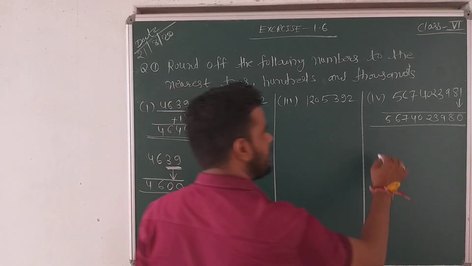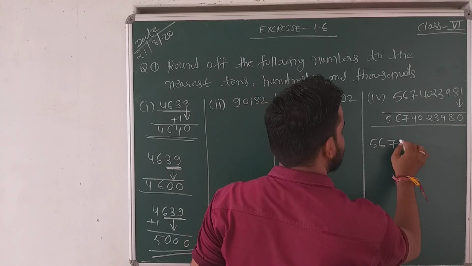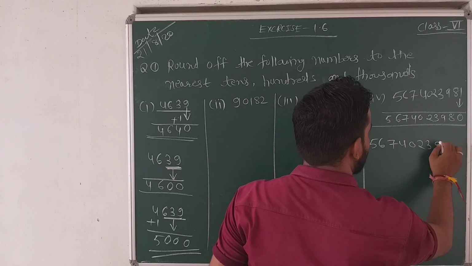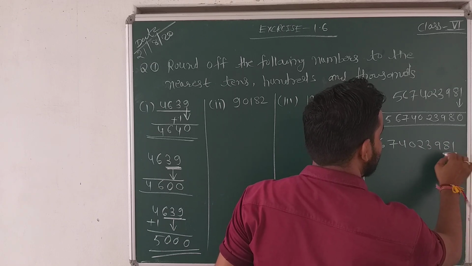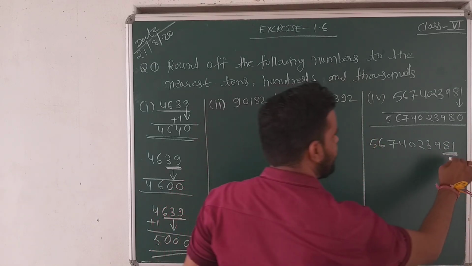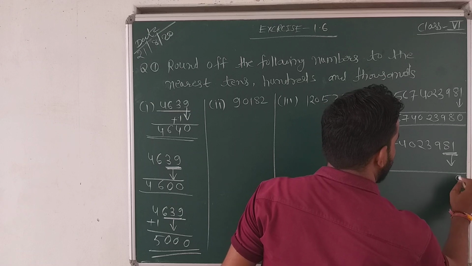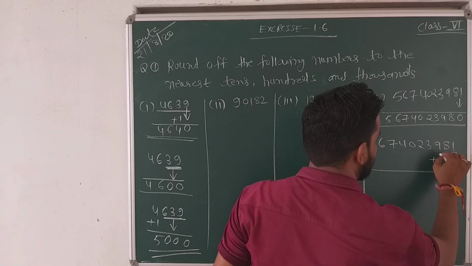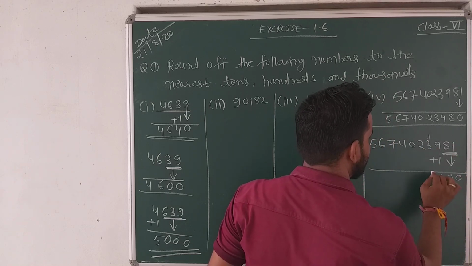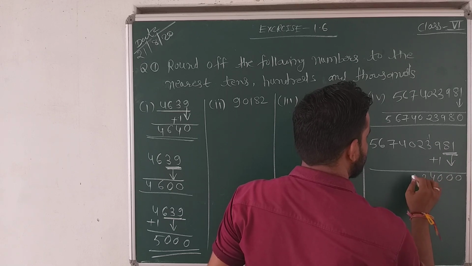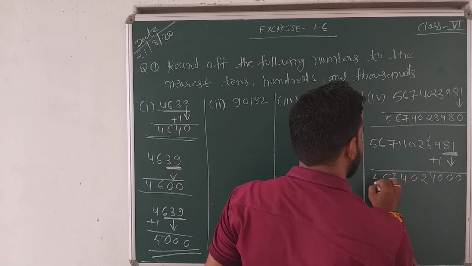Afterwards, for the nearest 100, the number is 5, 6, 7, 4, 0, 2, 3, 9, 8, 1. The last two digits are 81. 81 is more than 50. So directly instead of 81 we will write 00 and add 1. 9 plus 1 is 10, carry 1, 3 plus 1 is 4, afterwards 2, 0, 4, 7, 6 and 5.